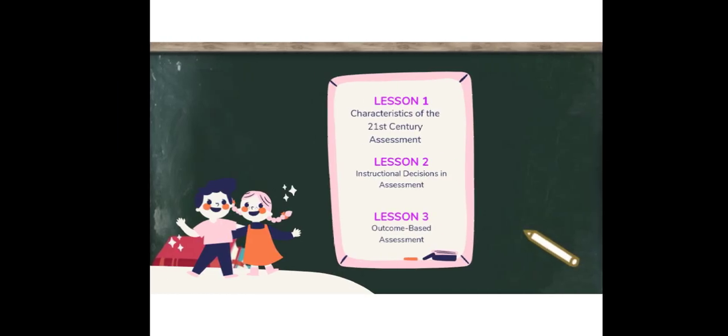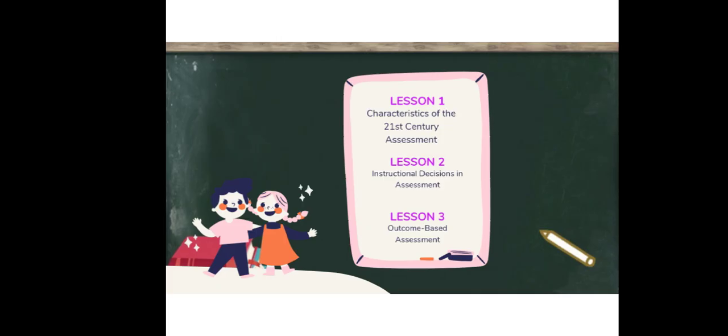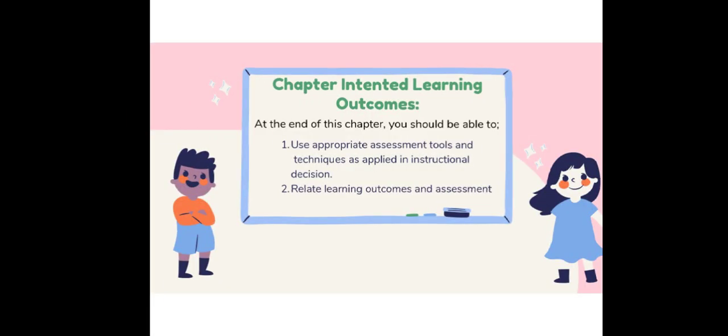This chapter has 3 lessons. Lesson 1, Characteristics of the 21st Century Assessment. Lesson 2, Instructional Decisions in Assessment. Lesson 3, Outcome-Based Assessment. So, the intended learning outcomes: first, use appropriate assessment tools and techniques as applied in instructional decisions. Second, relate learning outcomes and assessment.